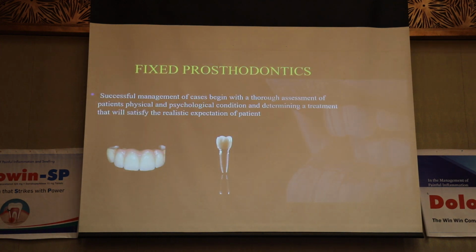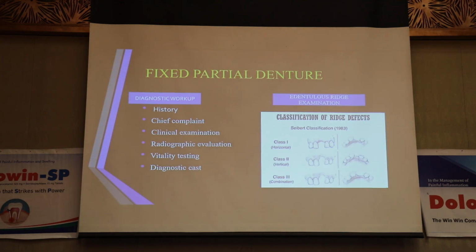Next, fixed prosthodontics. Again, as I told you, one is RPD and CD, and the other is fixed. Whether it is a one-tooth replacement via crowns or bridges, or through an implant or root-supported, whatever it is, you are going to make it in fixed prosthodontics. Next.